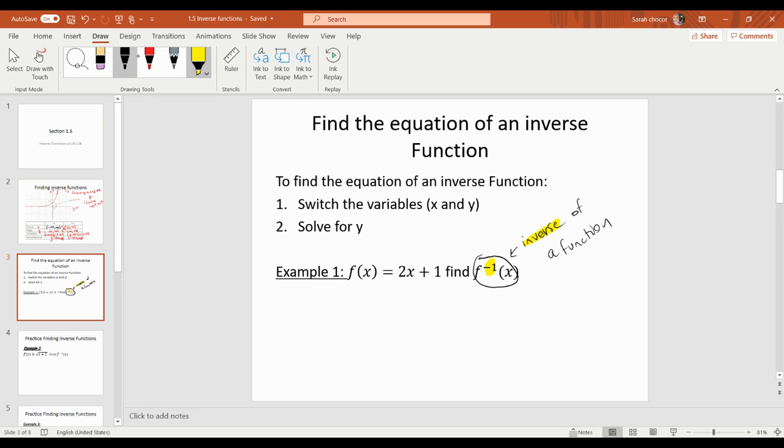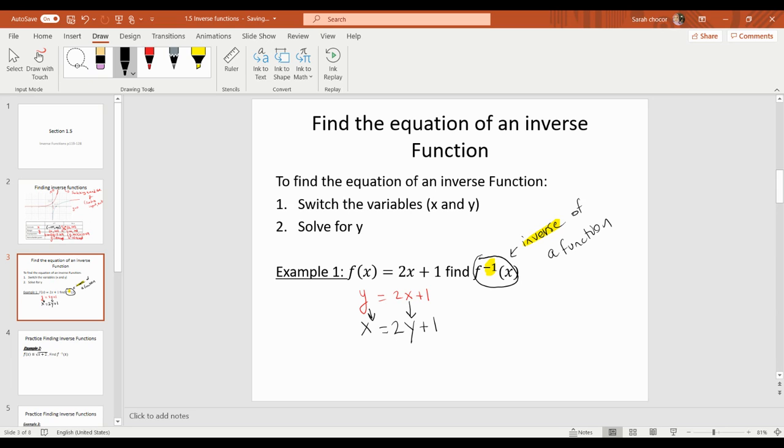So we're going to follow two easy steps. The first step is going to be to switch the x and the y. So I'm going to rewrite f of x as y, and I think we all agree on this. Then the first step is to switch the x and the y. So I'm going to do that. x equals 2y plus 1. What I did is I switched the x and the y. So the x became a y, and the y became an x.